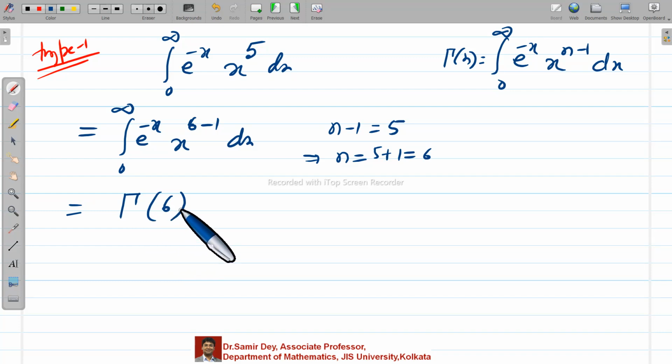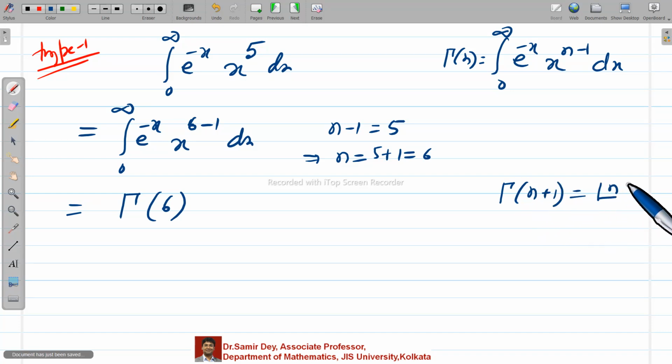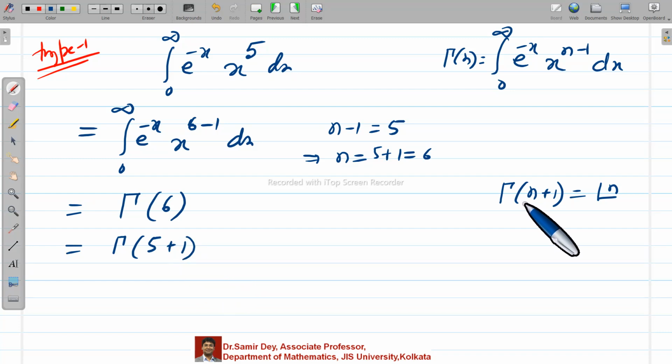Already you know the formula. What about the formula? Gamma n plus 1 is equal to factorial n. So you need to rewrite this as n plus 1. So from here you may write 5 plus 1. So what is n here? If you compare, what is n? n is equal to 5. Your answer will be factorial 5. Clear?